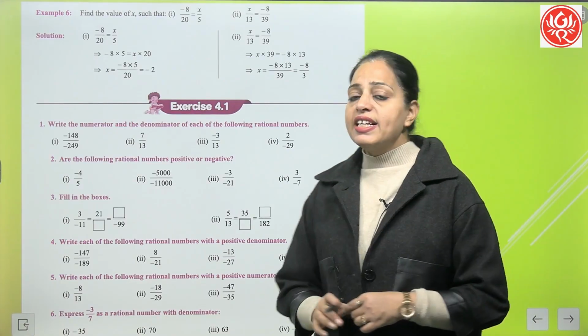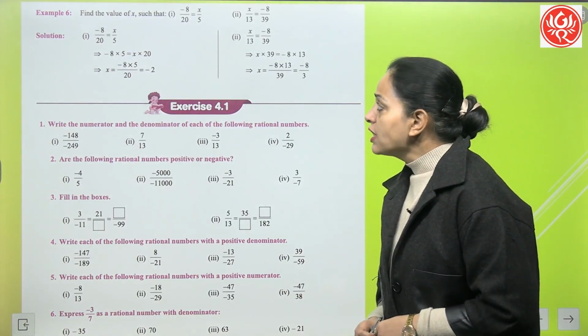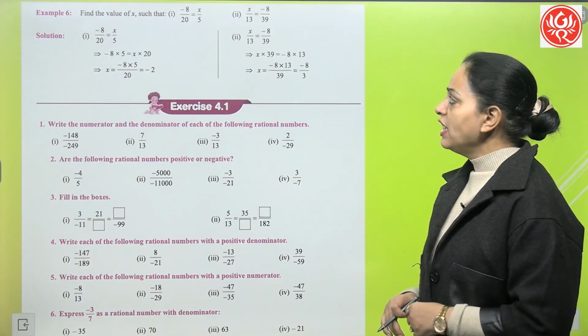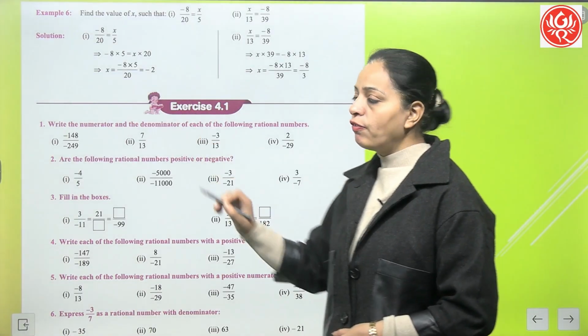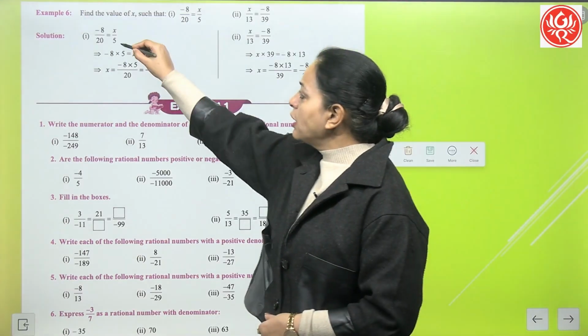Now the next, example 6. Find the value of x such that, first part, minus 8 upon 20 equals x upon 5. So how can we do it? We can do it by cross multiplication.